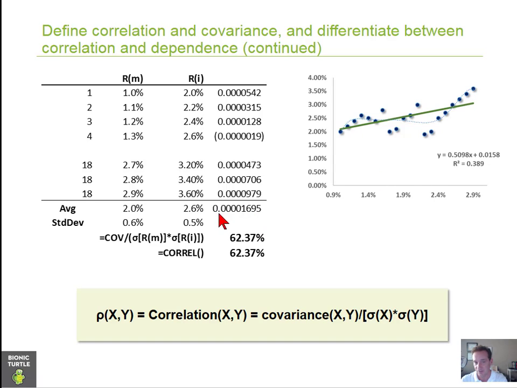And as I suggested, not naturally an intuitive number to us. But if we divide it by the product of the standard deviations for each of these variables, we're going to standardize this covariance into something that is more intuitive to us. And in this, you can see here, it's 62.37%. On that actual spreadsheet, I've also got Excel performing the calculation, giving me the exact same result. So that's the fundamental math that goes into the correlation calculation.